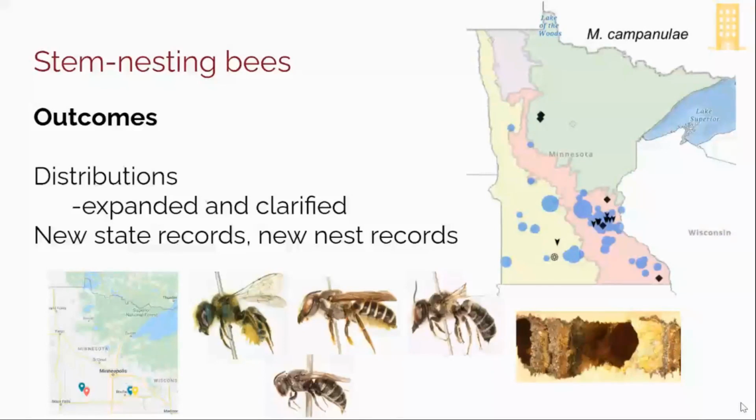Everything in blue is from our project, from the blocks. And the black diamonds are what we had existing in the University of Minnesota insect collection. For this species, Megachile campanulae, we added a lot of new locations. And not only that, we know how many nests were in each location. So I can look at relative abundance, at least in our blocks, in different areas. The larger the blue circle, the more bees were in that area, or more nests were in our block from that area.